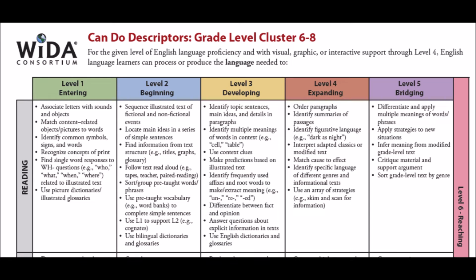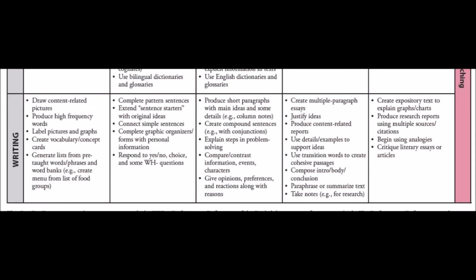This way, you can look up your student. If a student is a level 3 in writing, look at that level 3 box and you'll see what your student should be able to do, and that will help you think of how to assess your student. Download the Can-Do chart from the WIDA website address right here, and look at your grade level and see what your students are expected to do.